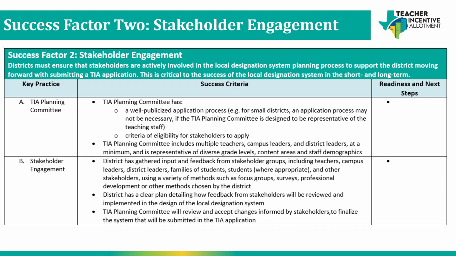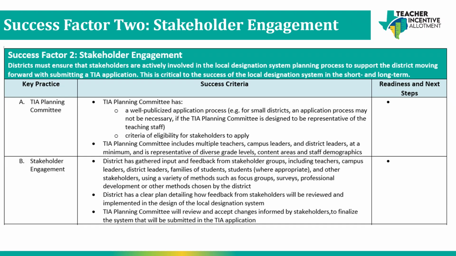On the TIA planning committee, one of the success factors is that you have a TIA planning committee. There is a well-publicized application process to determine who would be on this committee. There's also a note for smaller districts, an application process may not be necessary. There are districts that have 20 teachers, 10 teachers, 15 teachers. You may not need a formal process. For larger districts, it's helpful to have a process so that you know who wants to be part of building your local teacher designation system. And then the planning committee should include multiple teachers, campus leaders, district leaders, and be representative of the grades and the contents taught in your district. So that's piece one, is to build that TIA planning committee.